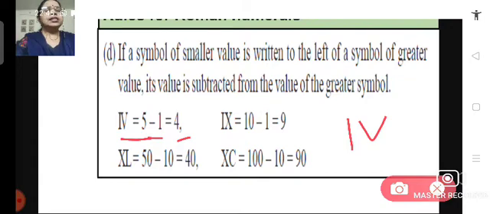Similarly, if we write IX, that means I is of smaller value, it is to the left of the number of greater value, that is 10. So it is 10 minus 1, 9. If we write XL, that means it is 50 minus 10, that is 40. If it is written XC, C is 100 and X is of smaller value and it is written to the left of C, that means it is subtracted from C, that means 100. So 100 minus 10 is equal to 90. So XC represents 90.